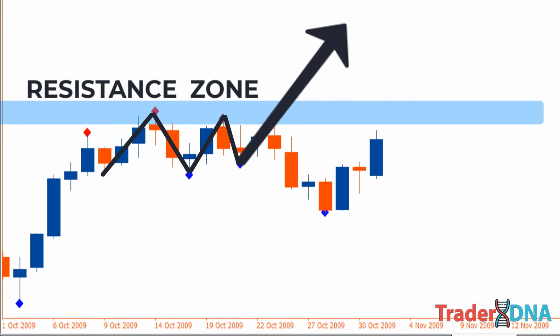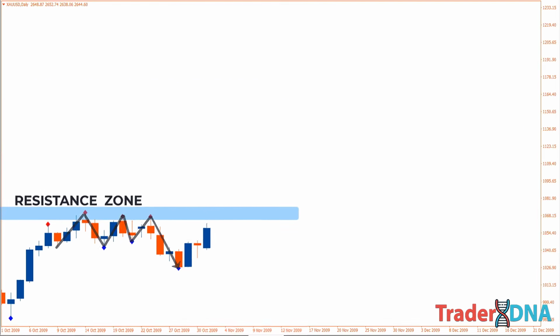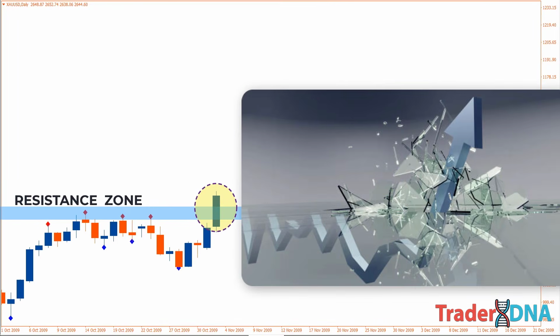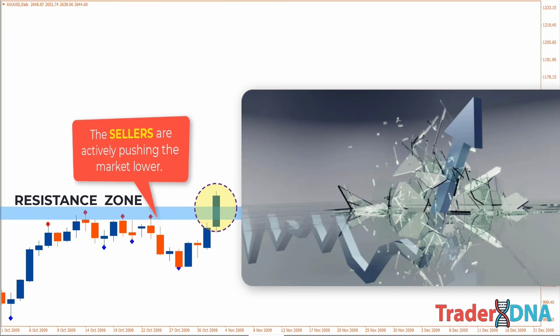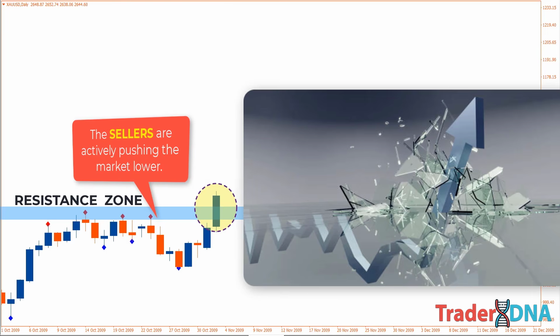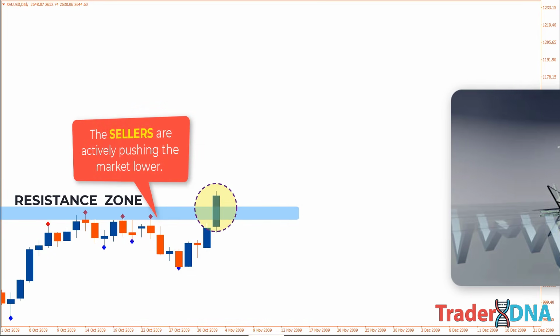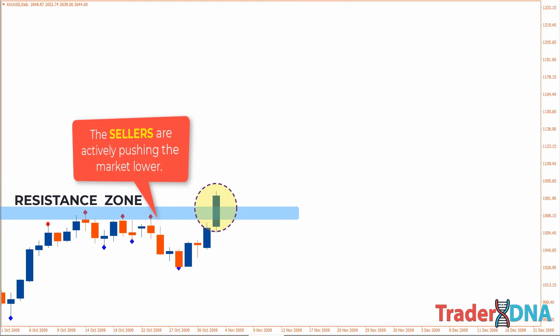Imagine the price climbing a staircase and then bam, it hits a ceiling. That ceiling, that's resistance. And the reason it keeps falling from there is because a bunch of sellers are hanging out at that level saying, no, we're not letting this go higher. So what happens when the price finally breaks through that ceiling? When it doesn't just tap it, but closes above it with real strength? That's a big deal. It's not just a breakout, it's a power shift.